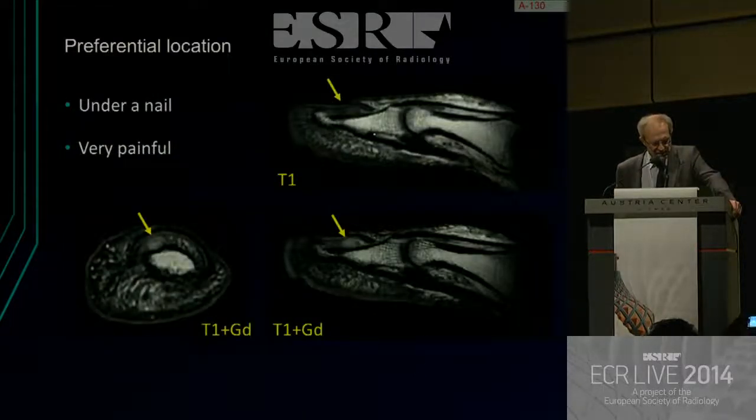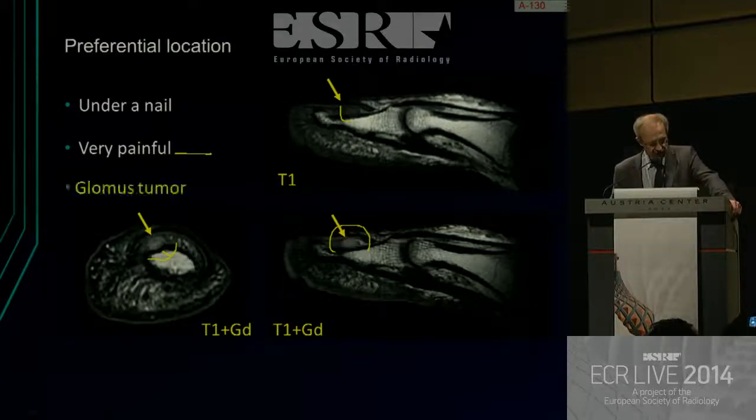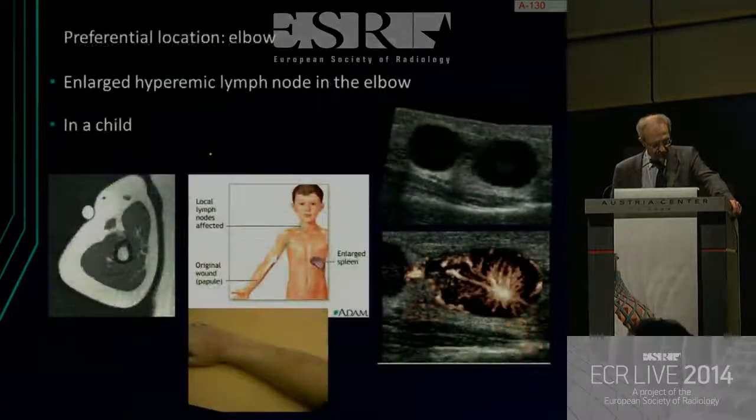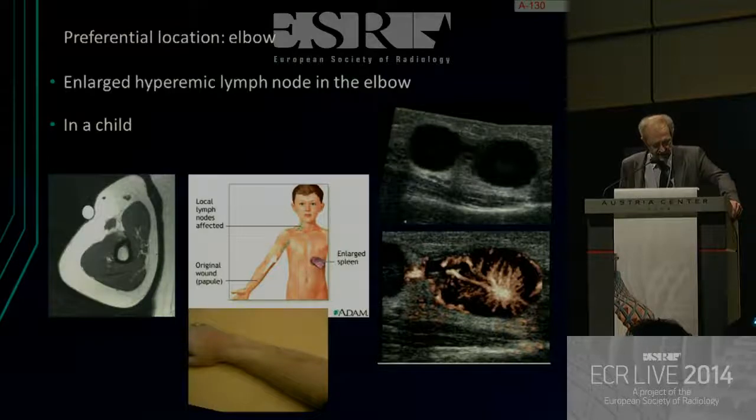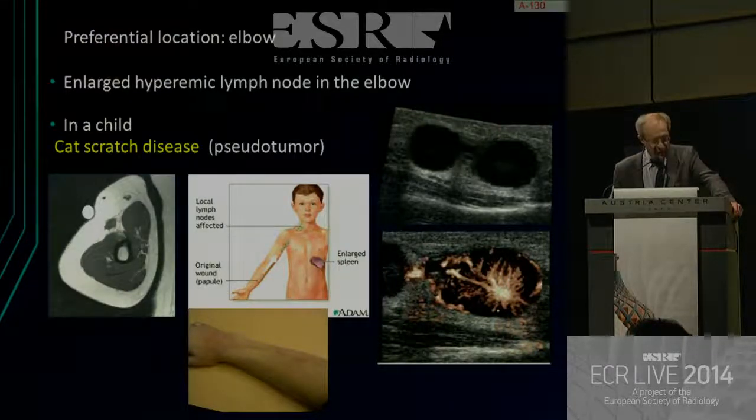A patient presents with a low signal intensity mass, which does enhance quite a lot after gadolinium, is having some impression of the bone, and when you press on the lesion, your patient jumps. It's very painful. The name of this lesion is a typical glomus tumor. This is another one with preferential location in the elbow, here just above the elbow, sometimes in the axilla or in the neck. And you will do ultrasound and you will see an enlarged and hyperemic lymph node. So think of cat scratch disease. It's not a real tumor, but a pseudotumor.